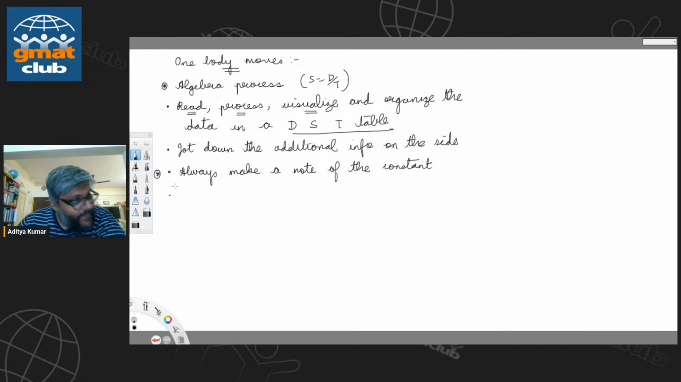Then, once you create that table, define your variables for information that is not given to you. Finish the table.